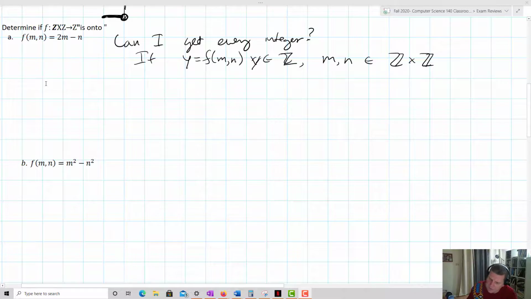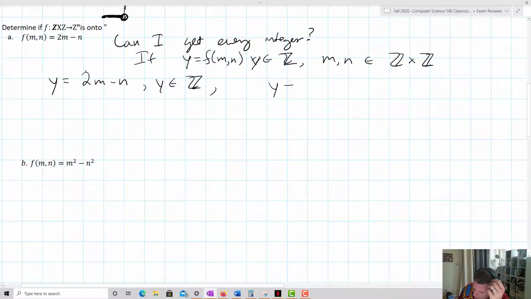So let's think through this problem. Let's suppose I have y, and it equals 2m minus n. And let's say I want to find out if I can get any y in Z. So y is an integer, y belongs to Z. For example, I get y plus n is going to equal 2m, and that means that (y plus n) over 2 is going to equal m.